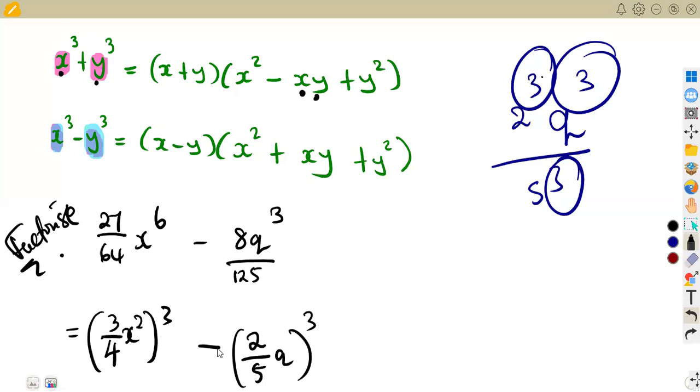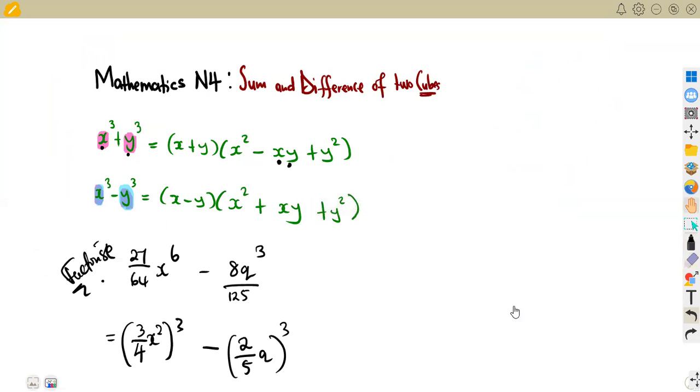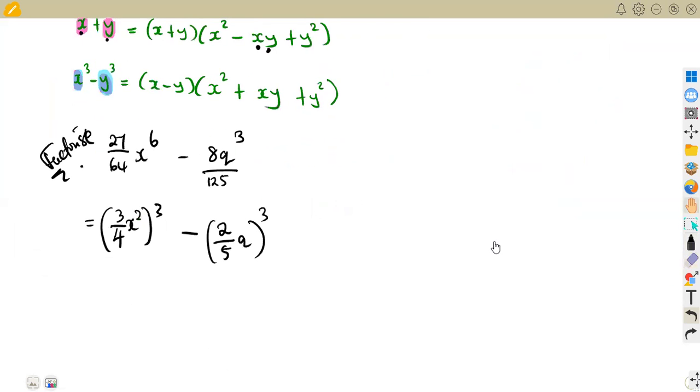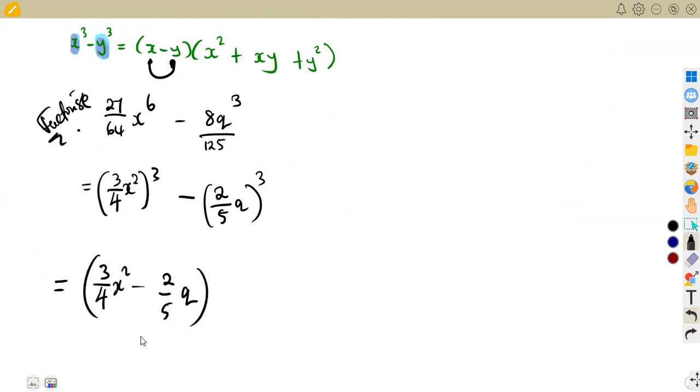Once we see this, guys, we are done, because this is the right format for us to factorize. That is, we're going to have the first minus the last. So the first term, which is 3 over 4x squared, minus the last, 2 over 5q, like that.